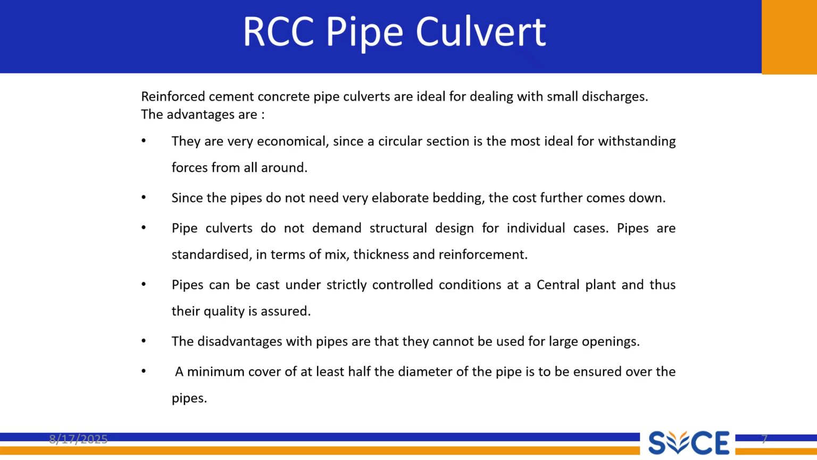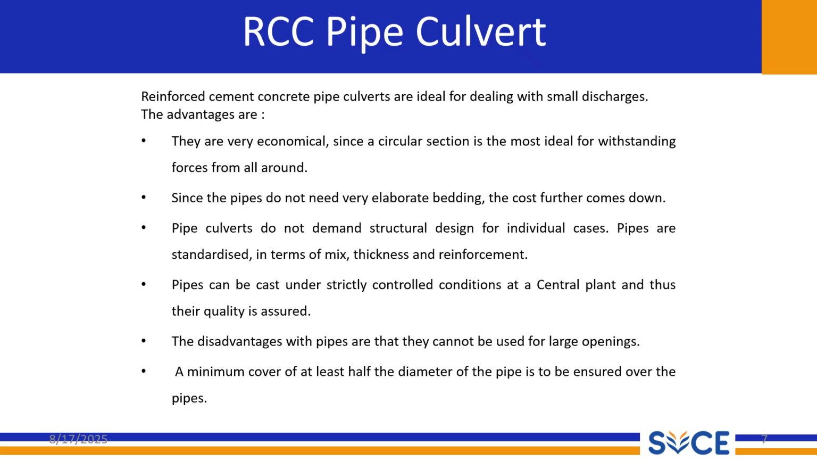The RCC pipe culverts are most suitable where the natural ground level is low and the depth of the earth cover above the culvert is not very large. They are hydraulically efficient for smaller spans and carry heavy highway loads when properly designed as per IRC specifications. The common diameter of the RCC pipes used in culverts ranges from 0.6 meters to 1.8 meters. So these reinforced concrete pipe culverts are ideal for dealing with small discharges.